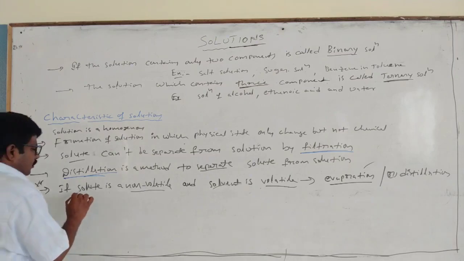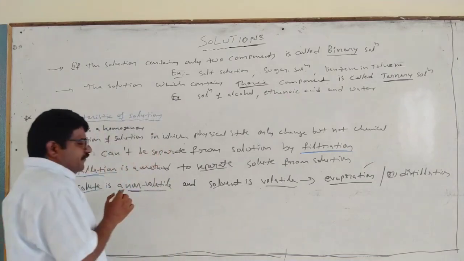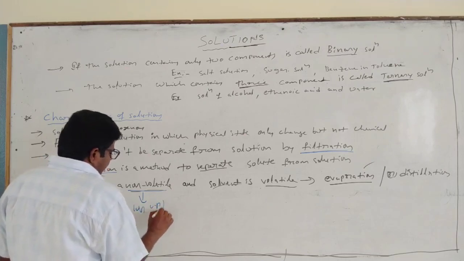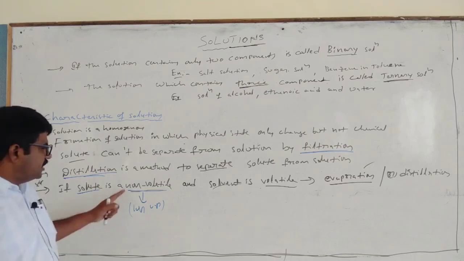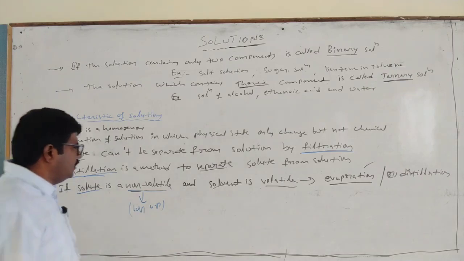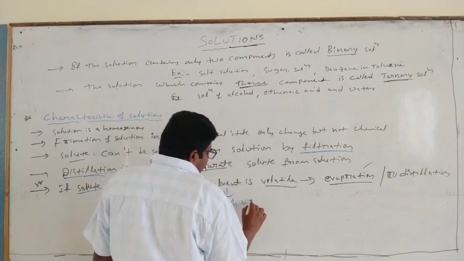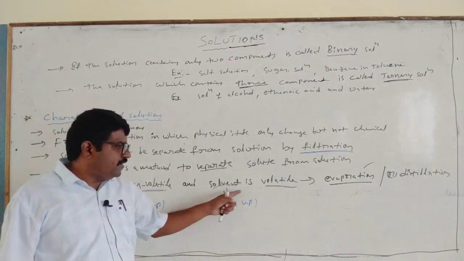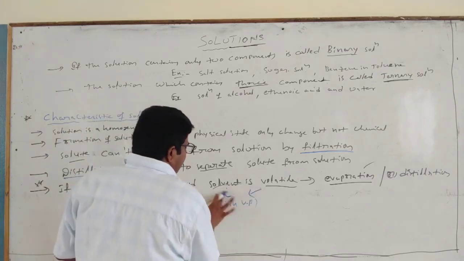Next, if the solute is non-volatile and the solvent is volatile, what is the difference between non-volatile and volatile? Non-volatile substances have low vapor pressure, meaning they do not convert into gas at existing temperature. Solvents have high vapor pressure, meaning at normal conditions they are easily converted into gases. That is called volatile.